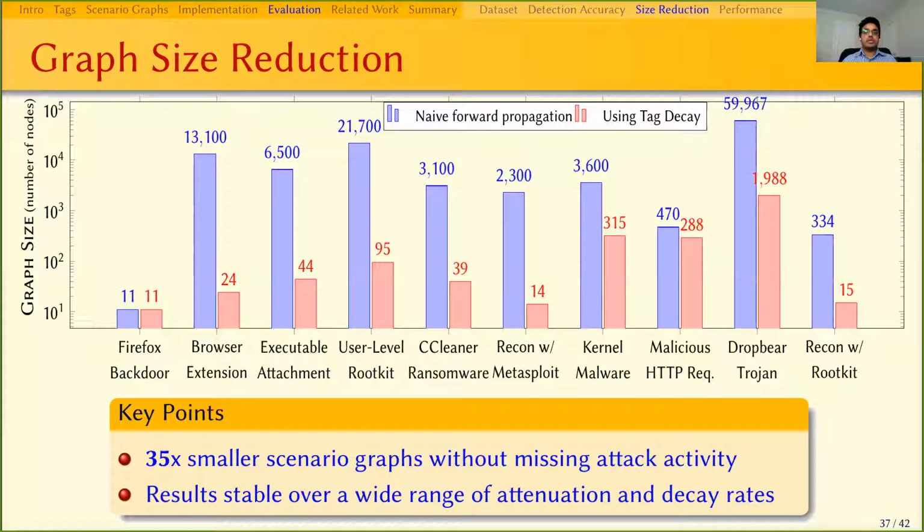Morse is able to reconstruct compact scenario graphs without missing any of the attack activities. The browser extension attack, which is the one just shown in the demo, generated only 24 nodes using our Morse forward analysis technique. On average, our system is able to generate scenario graphs that are 35 times smaller than a naive forward propagation technique.